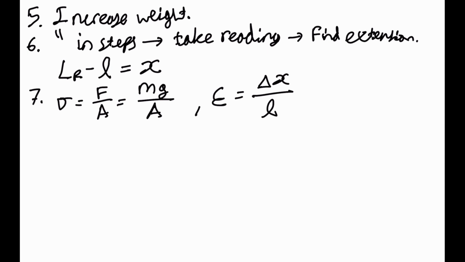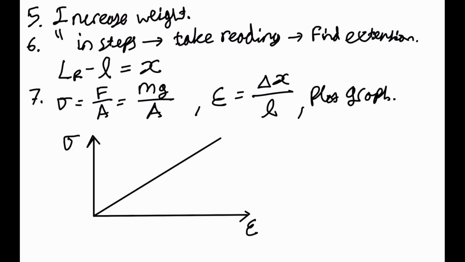And using the values of each of these, you can plot a stress-strain graph, which will look something like this. And you'll get a straight line like this. And the gradient would be stress over strain, which is equal to the Young's modulus of the wire. So now let's move on to the next experiment.